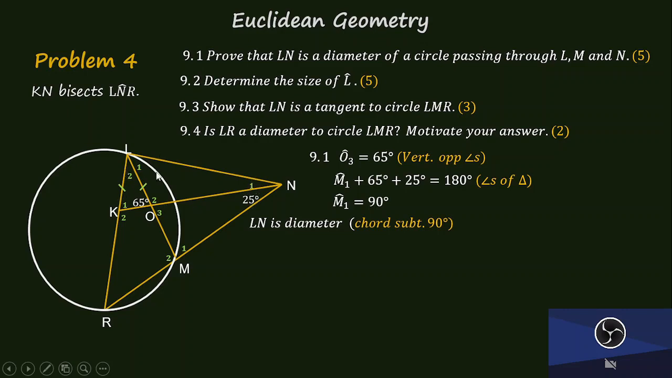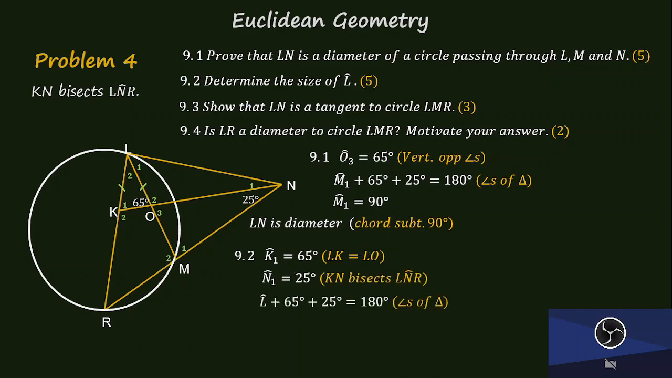I can use the sum of angles of a triangle to find that. K1 is 65 degrees because LK equals LO. N1 equals 25 degrees because KN bisects L and R. And therefore, I can use the sum of angles of a triangle just to find the value of L. L in that case would be 90 degrees. So the whole of that angle is 90 degrees.